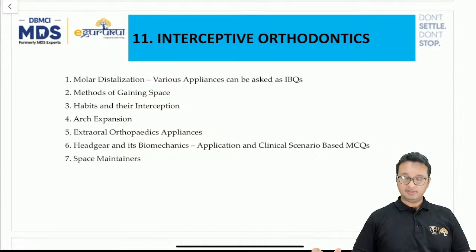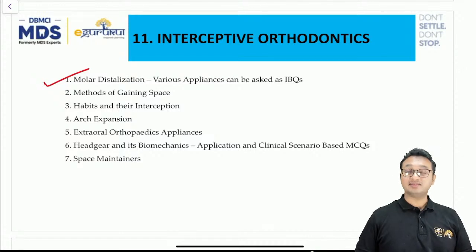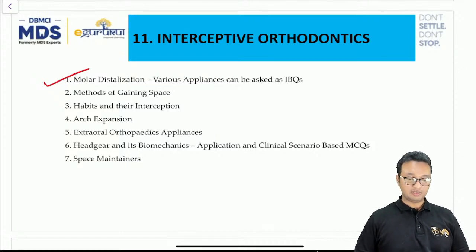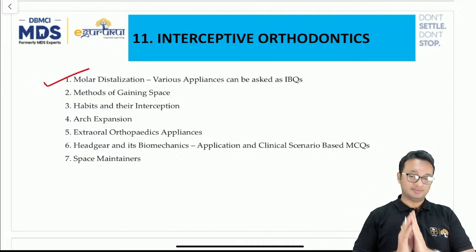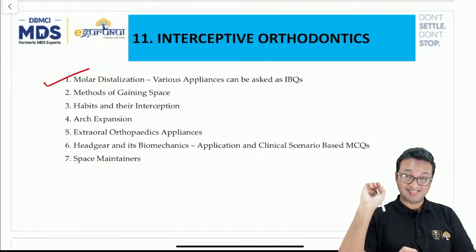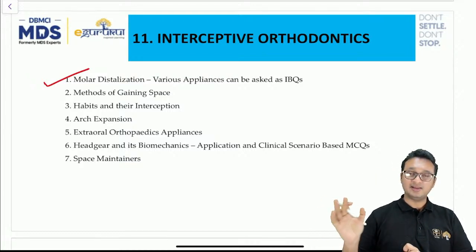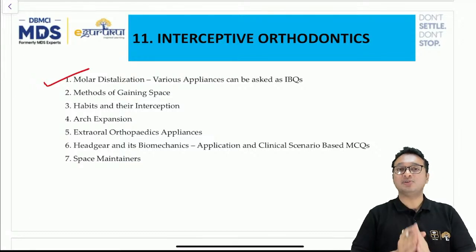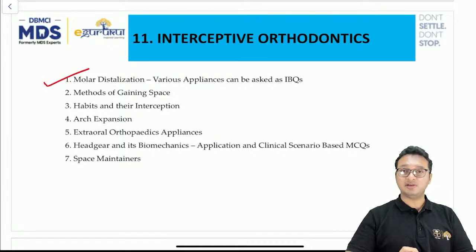Interceptive preventive orthodontics. Molar distalization, various appliances can be asked as image based questions. I've been talking about certain image based questions earlier. Many appliances are there, so you have to remember a few of them properly, diligently. You don't have to get confused. Exam setters are there to confuse you. The entire world is there to confuse you. But if your core concepts are strong, if they're solid, I'm telling you, no force in the world can confuse you.